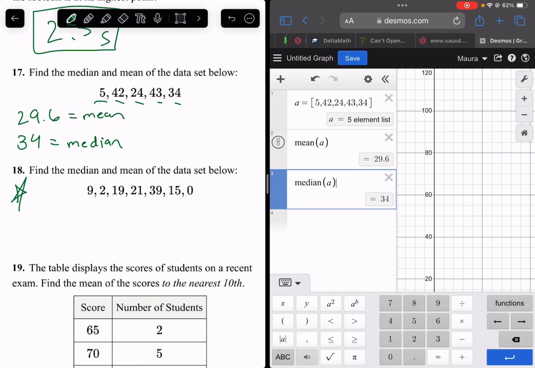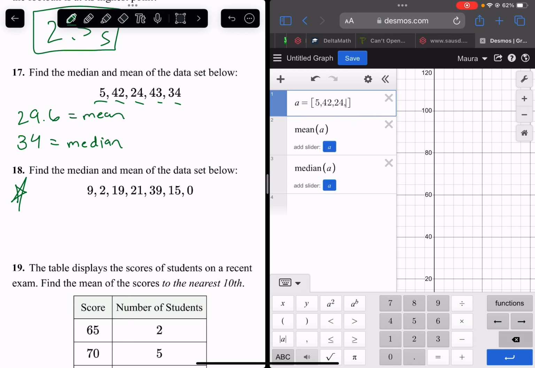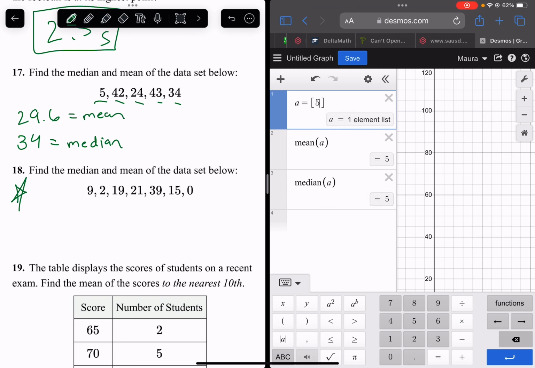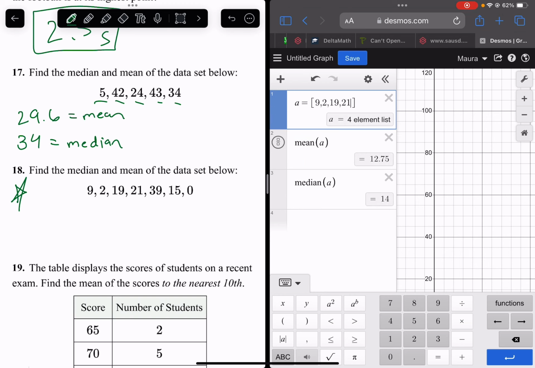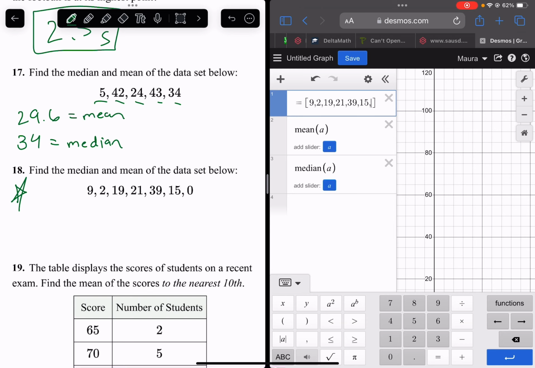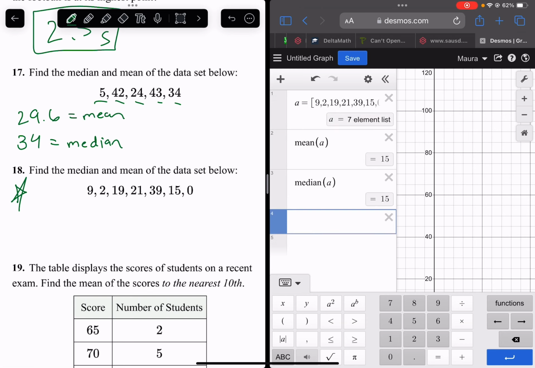So we can go here, plug these in, and I'm going to leave mean and median here because we're going to use those again. So we've got 9, 2, 19, 21, 39, 15, and 0. I'm again going to double check that I plugged in the correct number of elements. I got 1, 2, 3, 4, 5, 6, 7, and that's how many elements I plugged in.